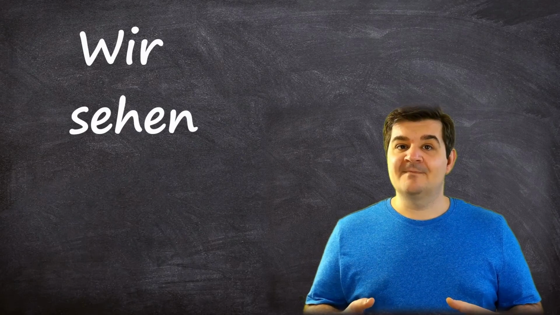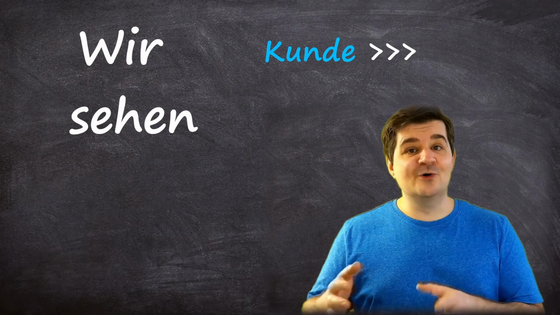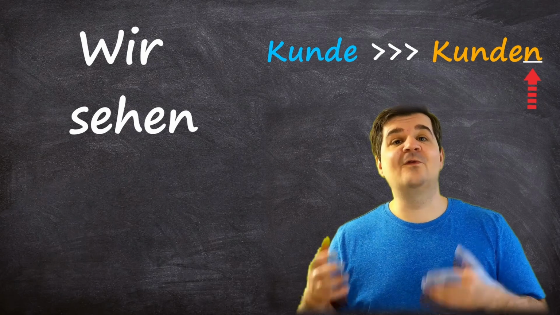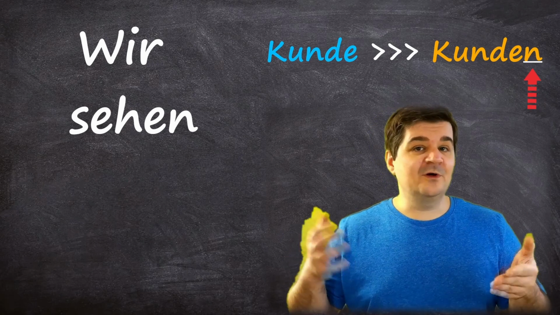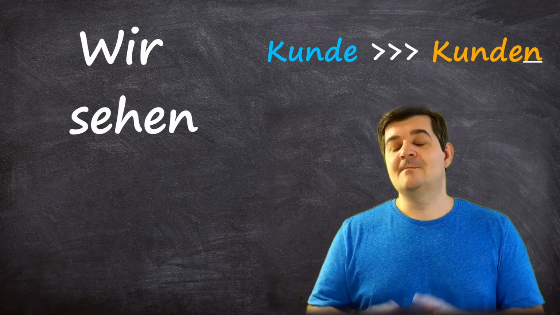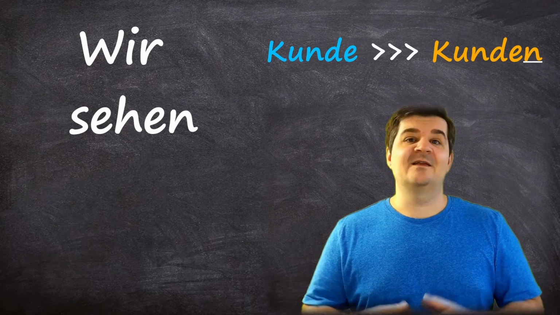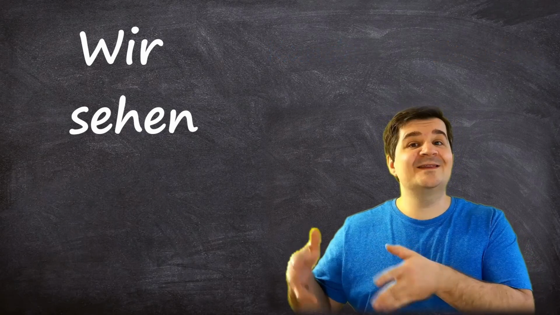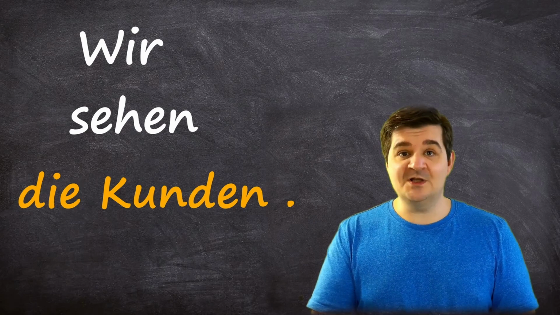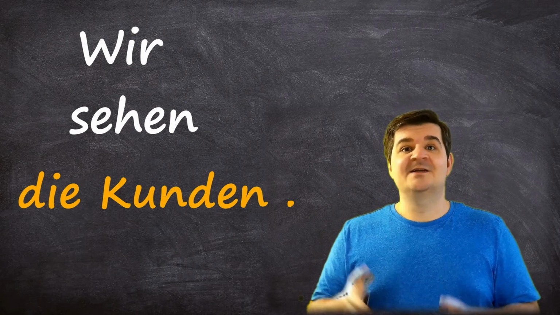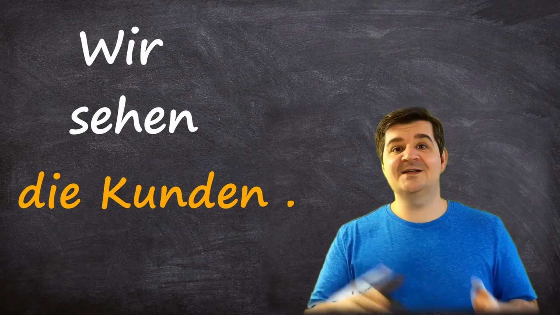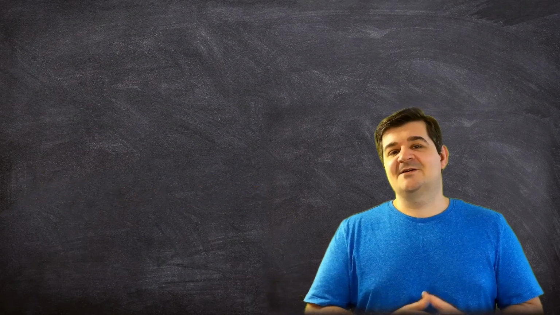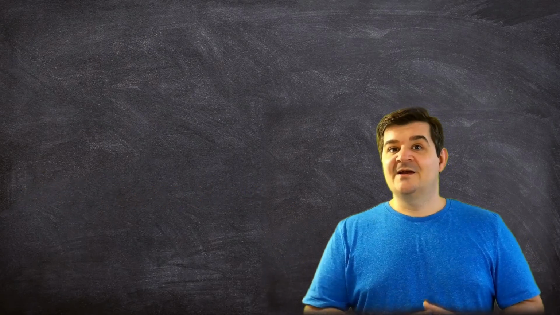And again, similar to Baum, we can go for the plural form and we can say wir sehen, and here Kunde becomes Kunden as well, so we have to put an N here also to form the plural of the word. So if we talk about specific clients, we will have here die Kunden. And so our sentence will go like, wir sehen die Kunden. We see the clients, we see the customers.